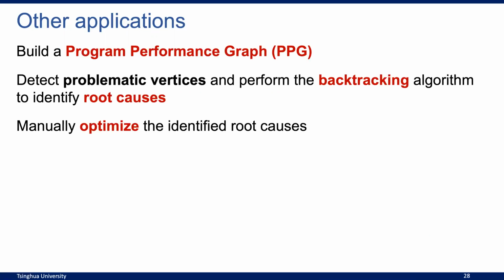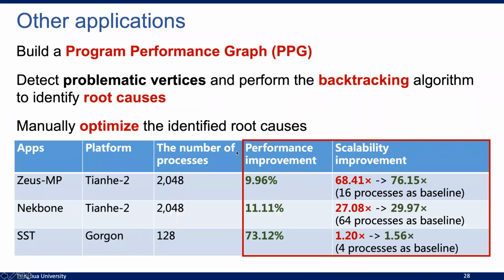We also evaluate our tool on other applications in the same way. We build a program performance graph, then identify the root causes on the PPG, and then manually optimize them. Both performance and scalability are improved for these real-world applications.